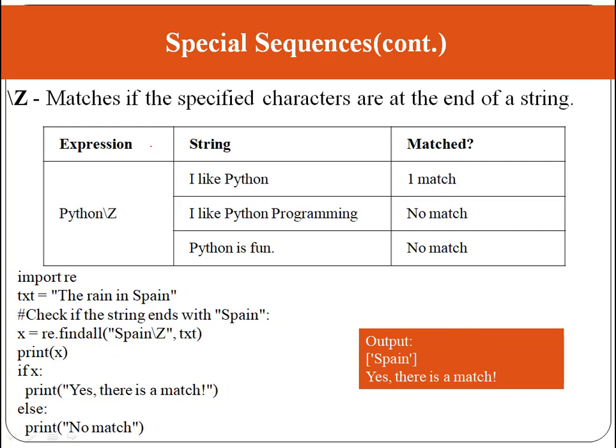Then slash capital Z matches if the specified character is at the end of the string, right? So you're looking for python at the end, so one match. It is in between, so no match. Again it is at the beginning, no match. So here you want the span to be at the end, right? So then it will find it.